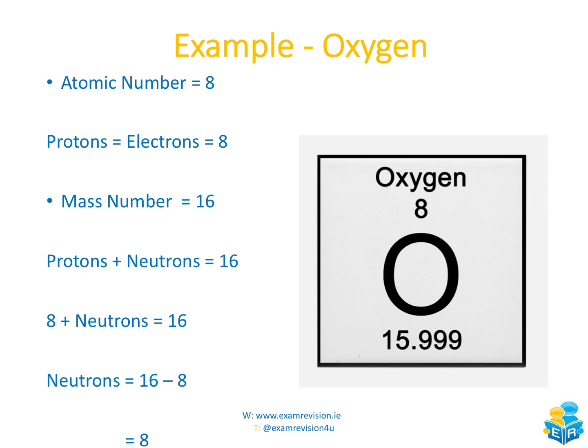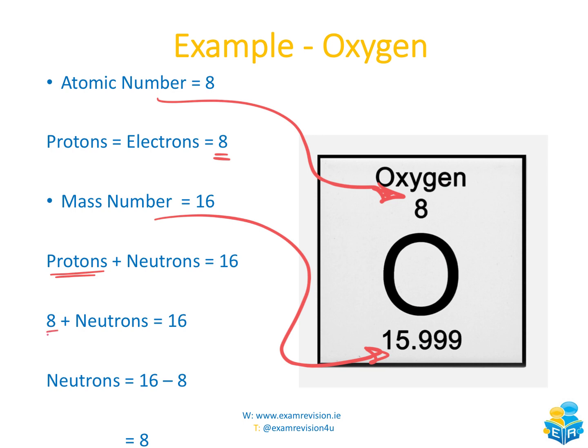So the example we've already seen was oxygen. The atomic number was 8, so this was this particular number down here. That tells us the number of protons, and by extension tells us the number of electrons. They're both equal to 8. The mass number was 16, that was this number down here. That tells us the protons plus neutrons added together had to be 16, but if the protons are 8, that means the neutrons also have to be 8 because the total has to be 16.